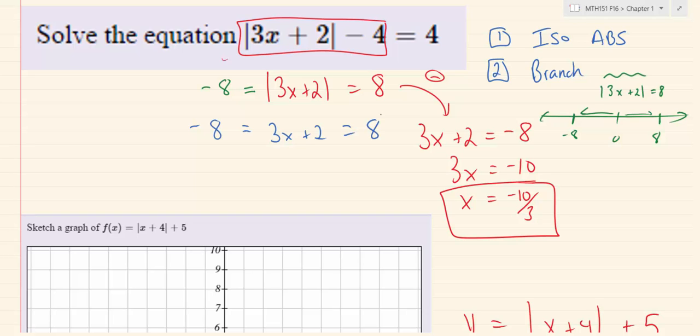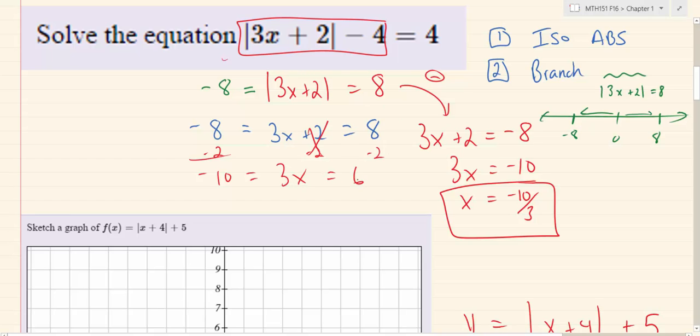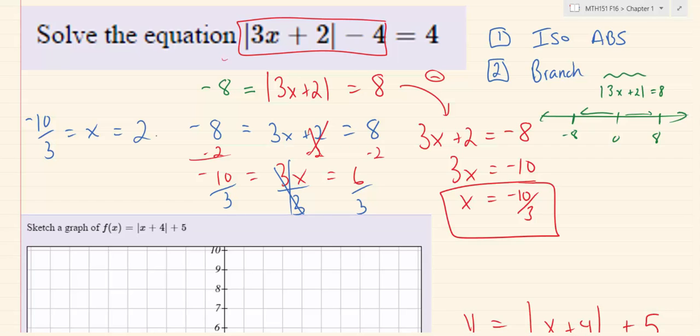So how would you get x by itself? What's your first move? Subtract 2, and you subtract 2 from everything. Subtract 2 here, subtract 2 here, subtract 2 here. So now this goes away, and negative 8 minus 2 is negative 10, equals 3x, which equals 8 minus 2 is 6. What's your next move? Divide by 3, and you divide everything by 3. So you divide by 3, you divide by 3, you divide by 3. These go away, and you're going to get negative 10 thirds equals x, which also equals 2, which is the same answer we had before.